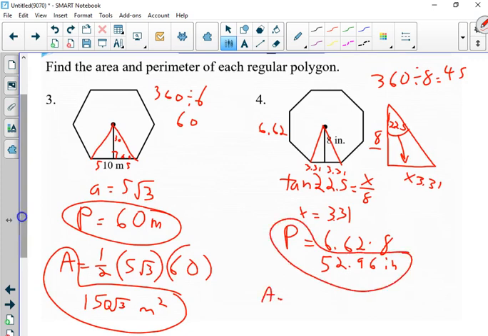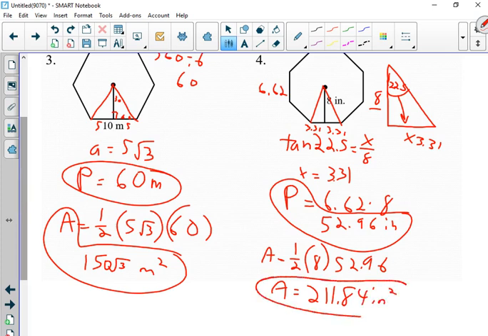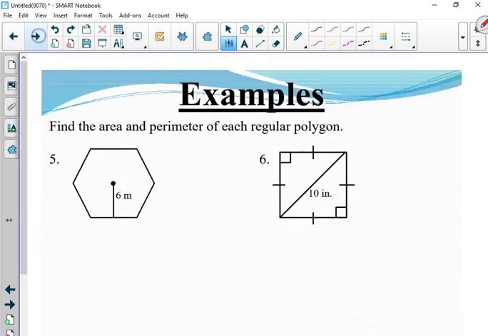Our area is going to be 1/2 our apothem, which we know is 8, times our perimeter, 52.96. That gives us an overall area of 211.84 inches squared. So it's not really hard, it's just putting together all the things we've learned this semester so far.